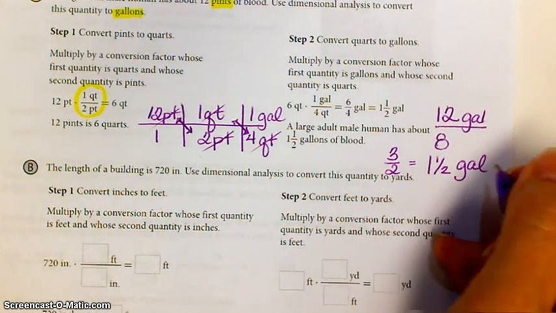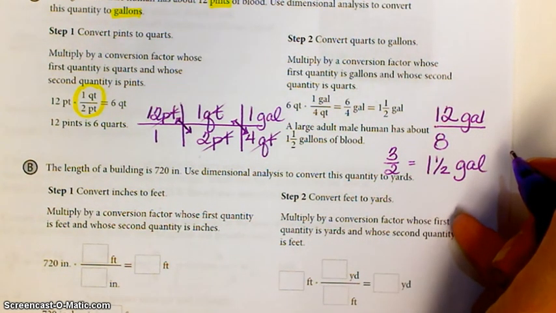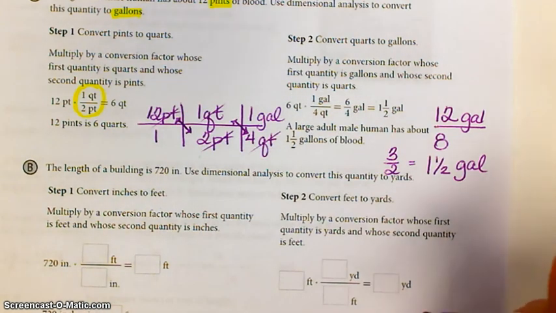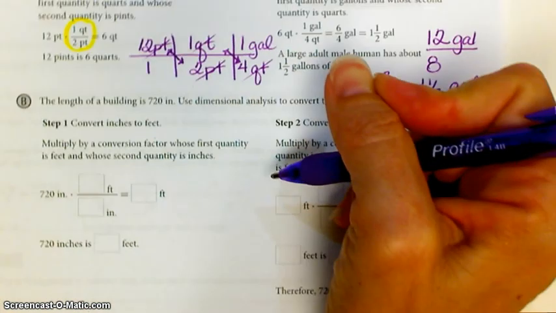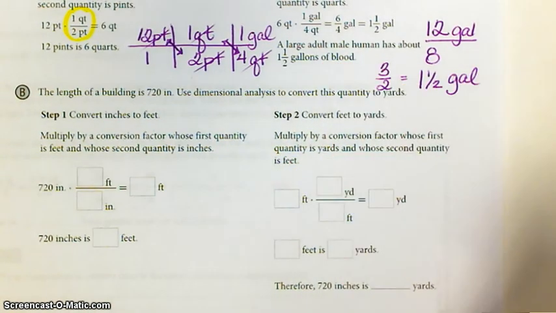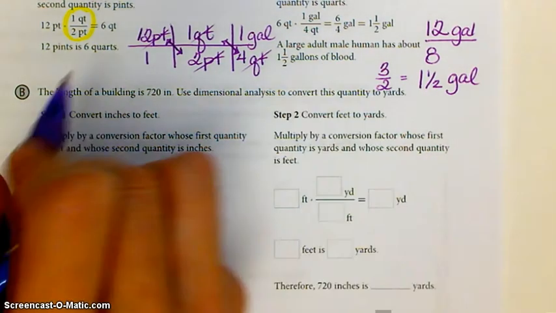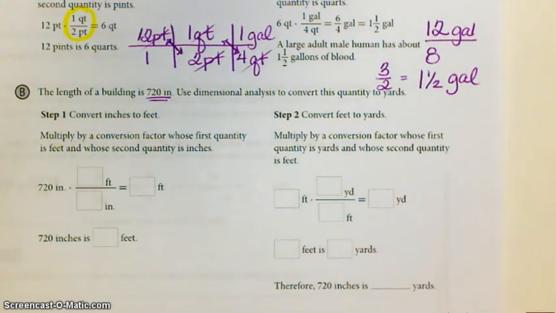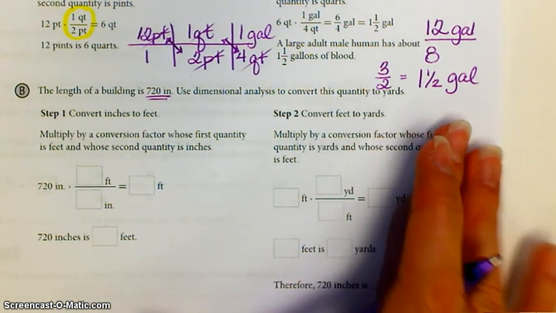Okay? So the big thing here is if you're going to do this, you've got to make sure that your fractions are set up in such a way that the units that you want to get rid of will cancel out. Okay, so let's go down here. The length of a building is 720 inches. Use dimensional analysis to convert this quantity to yards.